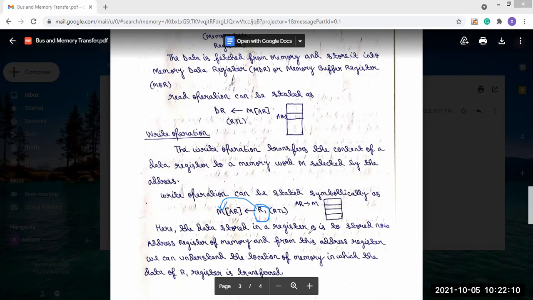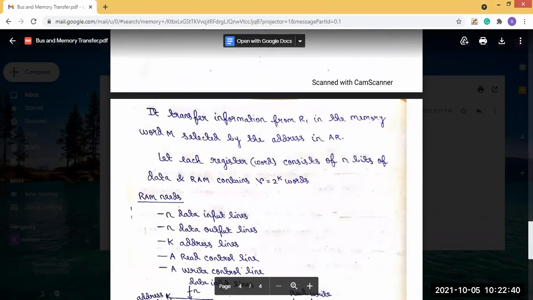That is, the data stored in a register is stored into the memory, and from the address register we can understand the location of the memory in which the data of the R1 register is transferred. So this is how the write operation is performed. Now, the transfer of information from R1 into the memory word selected by the address in the address register.